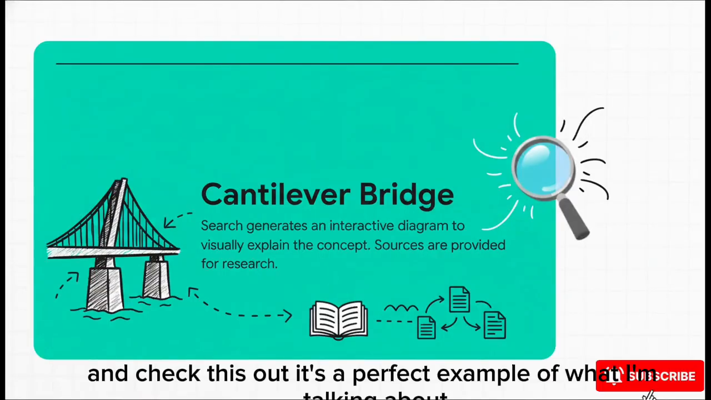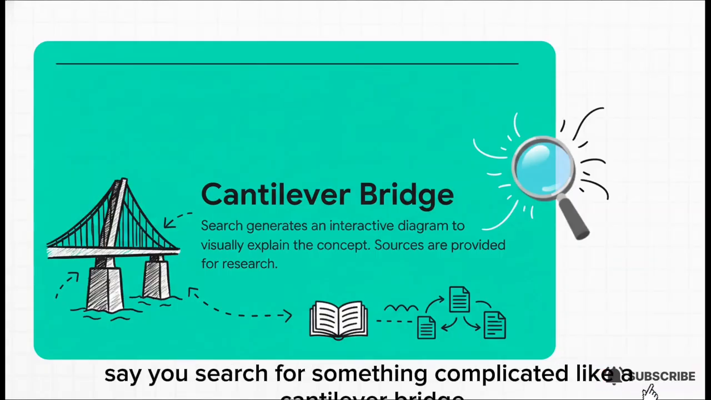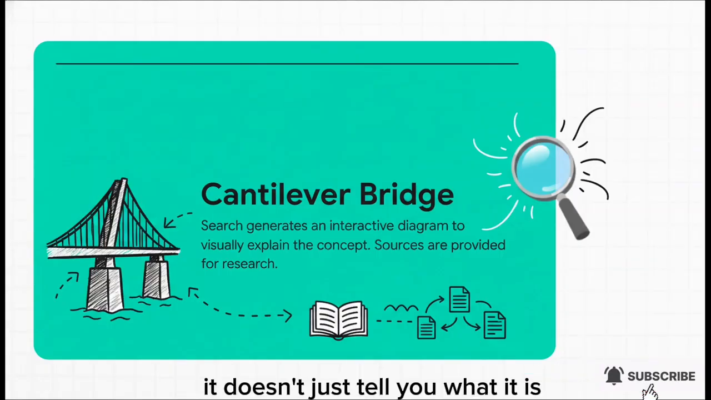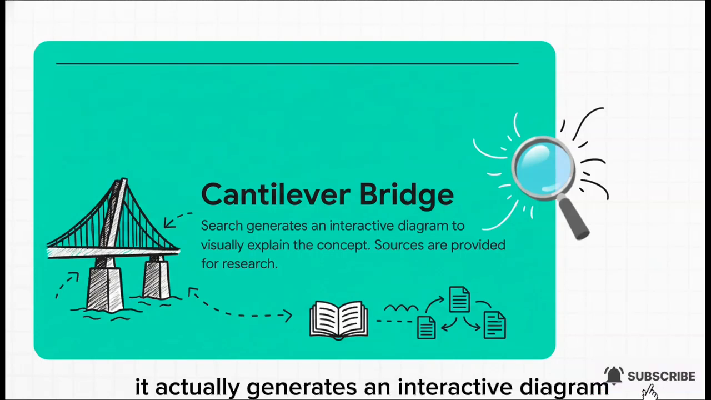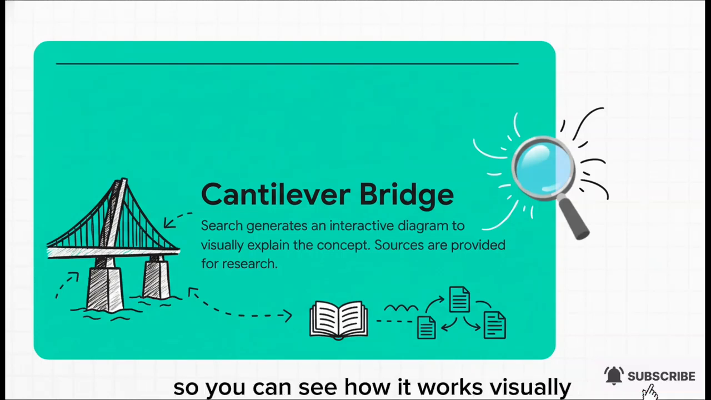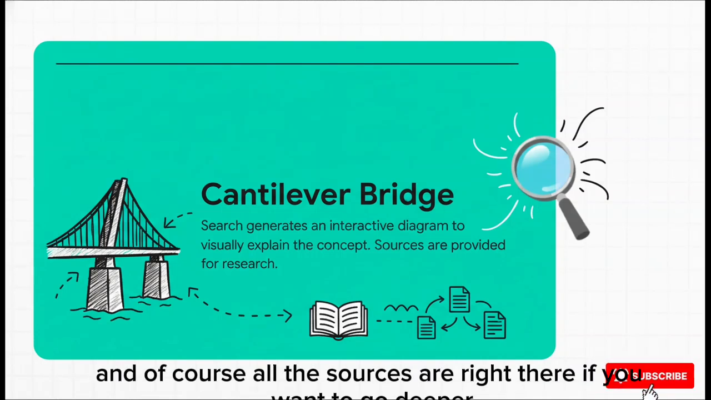And check this out. It's a perfect example of what I'm talking about. Say you search for something complicated, like a cantilever bridge. It doesn't just tell you what it is. It actually generates an interactive diagram so you can see how it works visually. And of course, all the sources are right there if you want to go deeper.